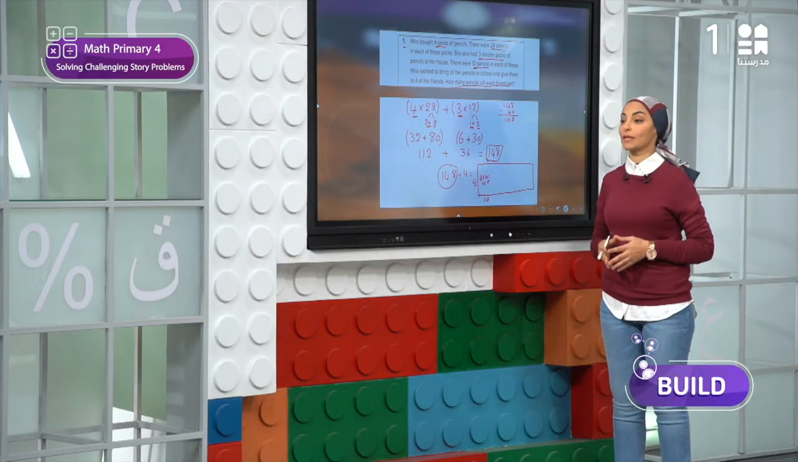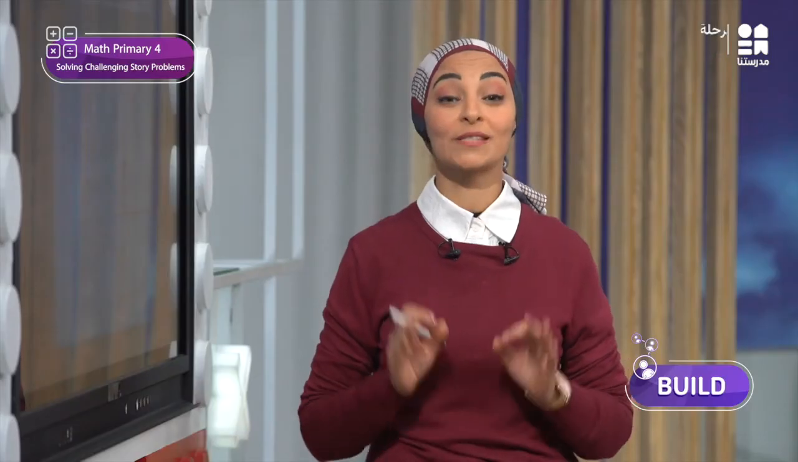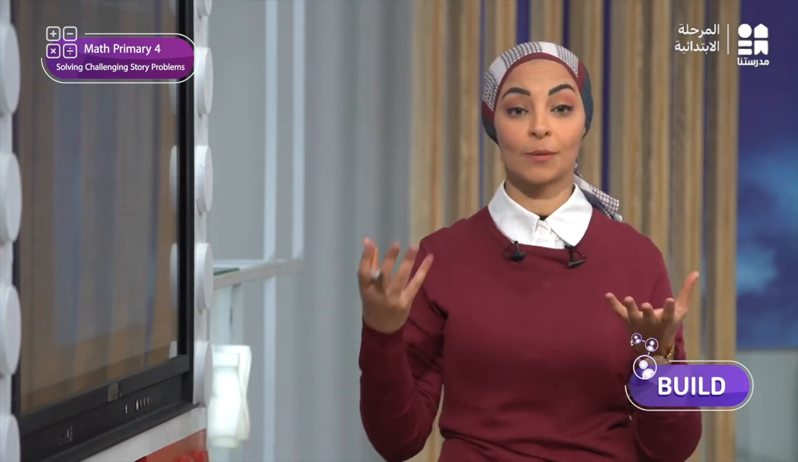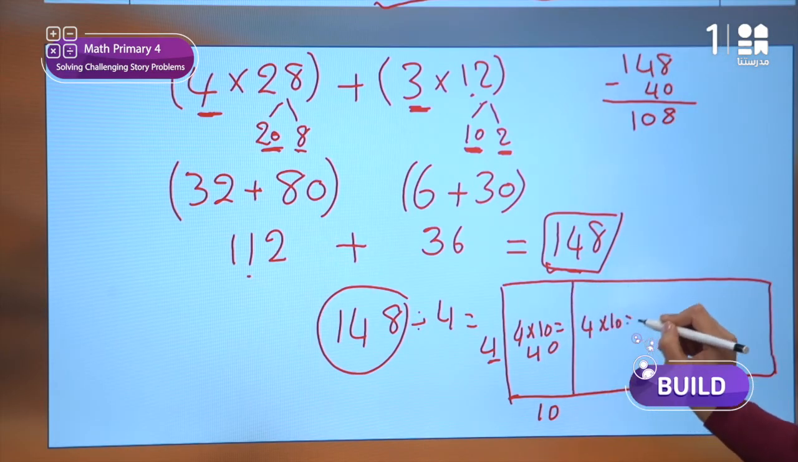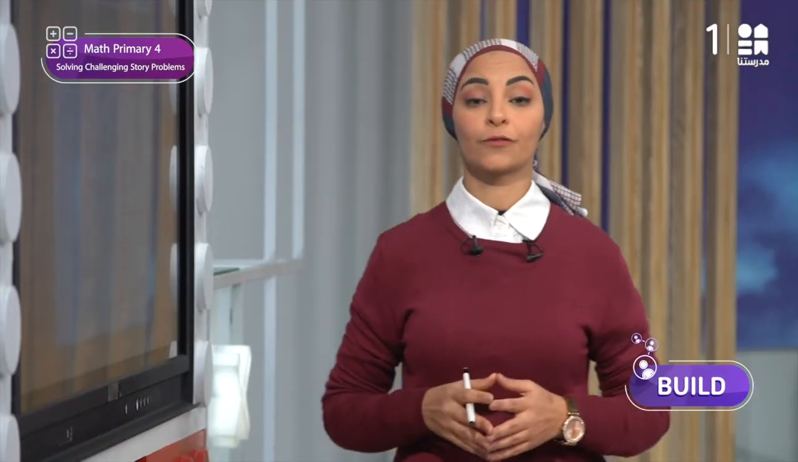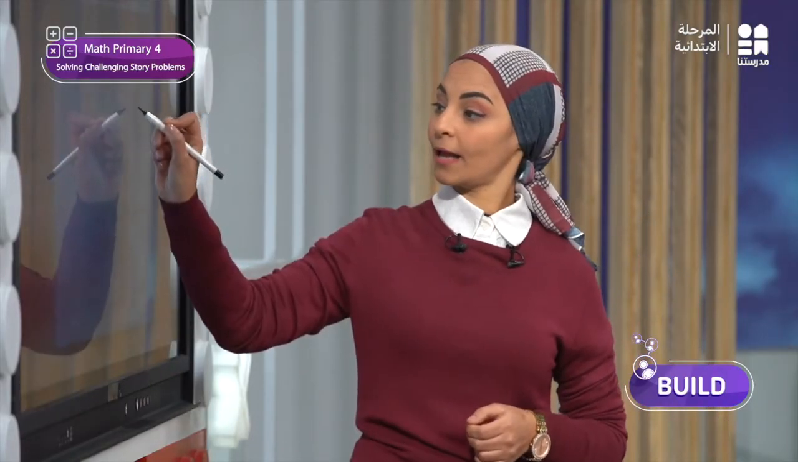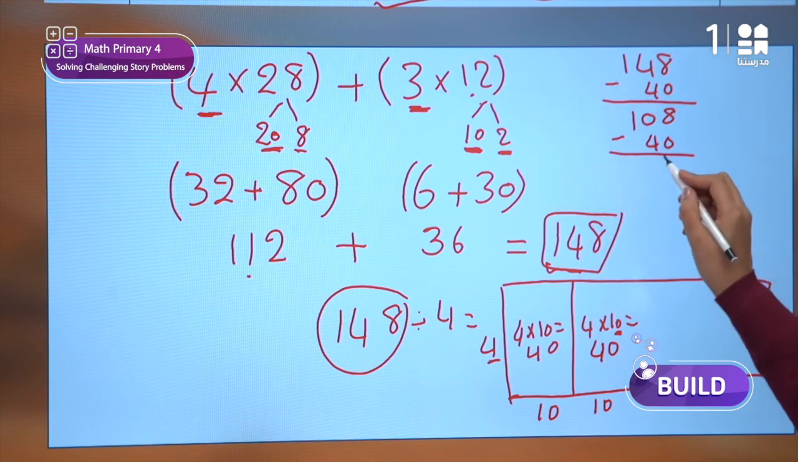Then, what should I do? In the same way, I will continue decomposing the number. I can use the same multiple twice. So, I can do 4 times 10 equals 40 again. I will write it again. 4 times 10 equals 40. I will put this 10 down as you see here. Again, I will subtract 40 from 108. Here 108 minus 40 gives me what? 108 minus 40 gives me 68, right?